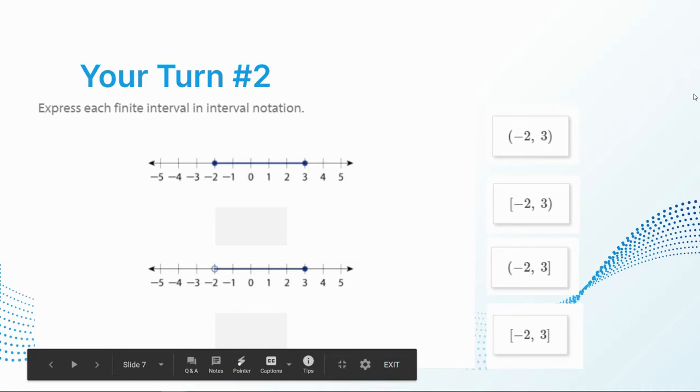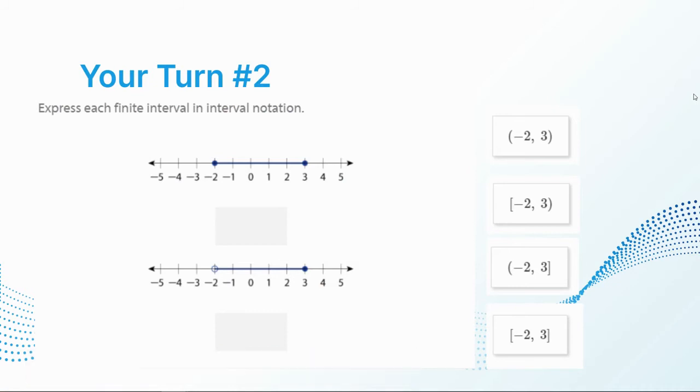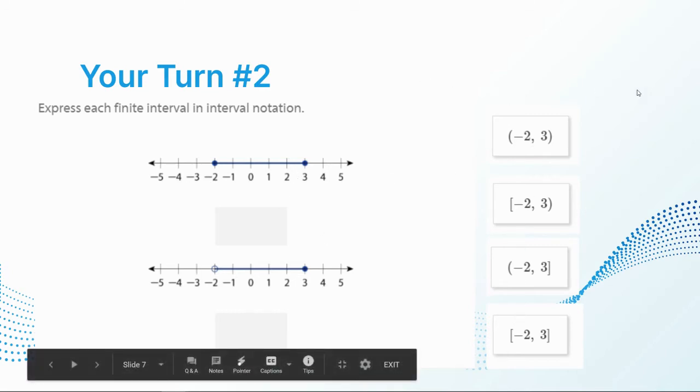Okay, so here's your turn. Again, we're looking at the interval notation. Here's a finite one that tells us there's a starting and stopping point, no arrows, so no infinities. Interval notation tells us we're looking for something that has a parenthesis or a bracket or a combination thereof. So on the first one, we're starting at -2 and going to 3. So which of these four indicates that inequality?